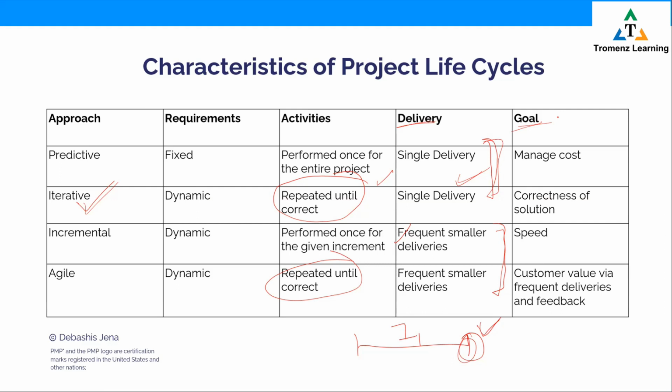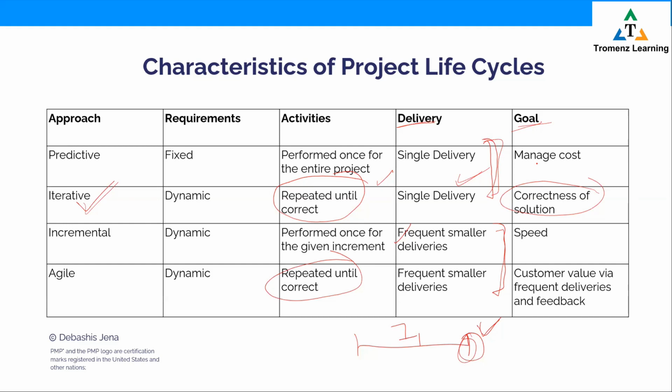What is the major focus area for them? Come to predictive. What is the goal? Manage cost. Meaning we got a rigid budget, so you respect that budget. And how do you achieve that? By upfront detailed planning and proper execution, you ensure that this is achieved. That would be the predictive life cycle. Come to iterative now. Here, correctness of solution. Correctness of solution means an excellent product. We want an excellent product. So that's our goal, that would delight the customer.